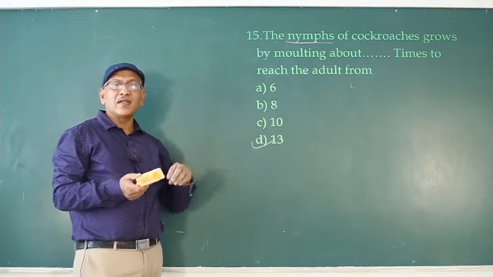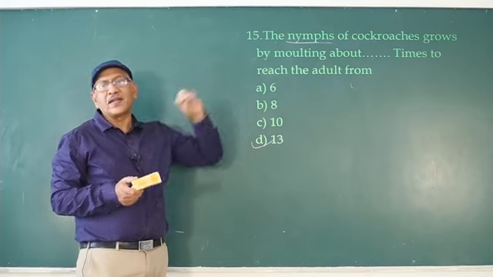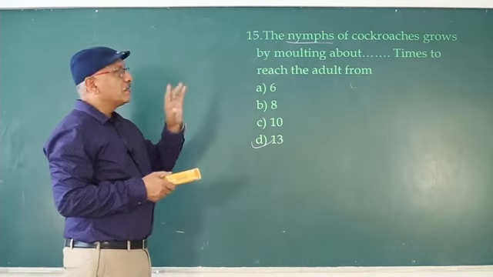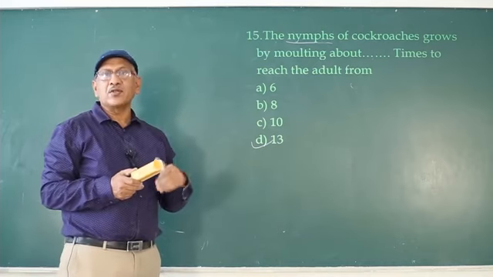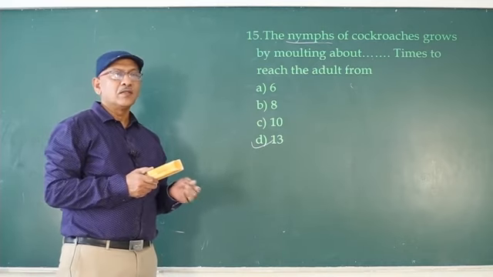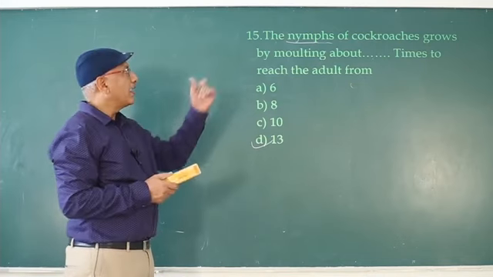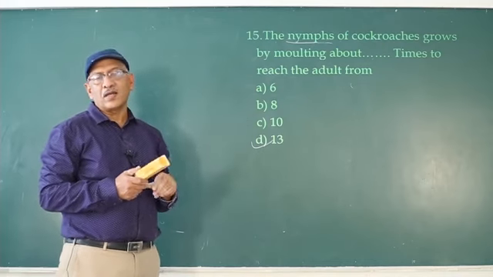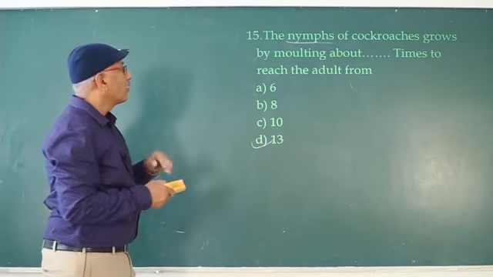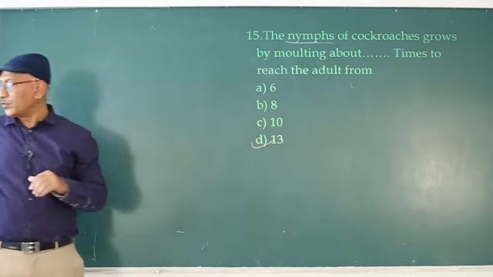In the other characters, the nymph possesses the same characters like adult, exactly the same except these three. So in any animal, if the larval stage shows several similarities with adult, such larval form is known as nymph. And another difference, size. Nymph is small, cockroach is large in size. So after 13 moltings, what is the use of molting?